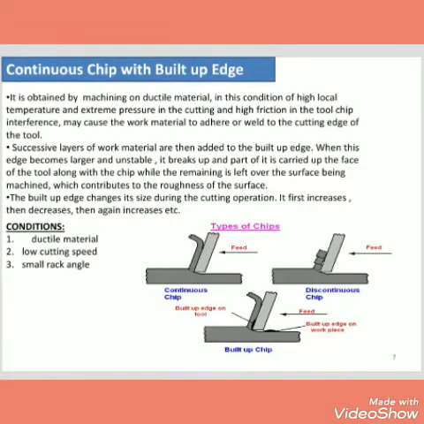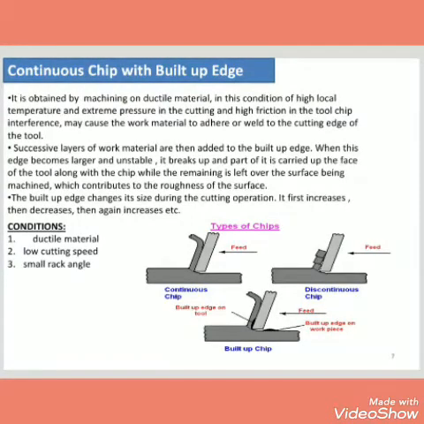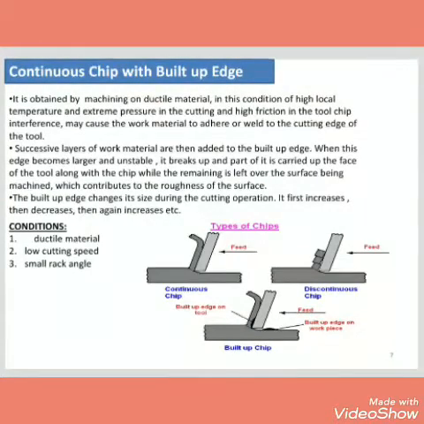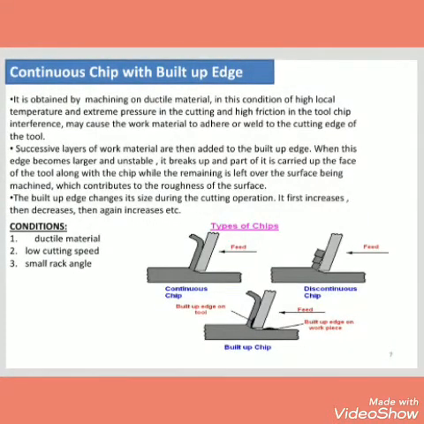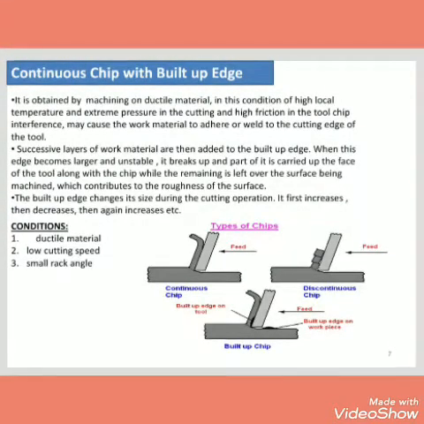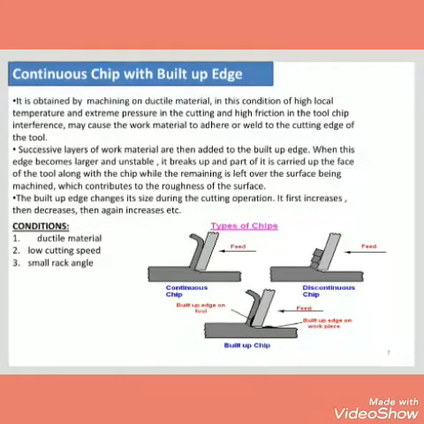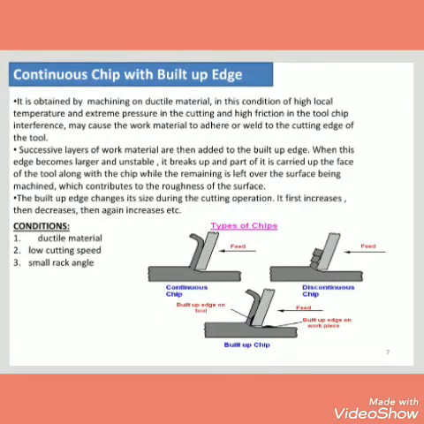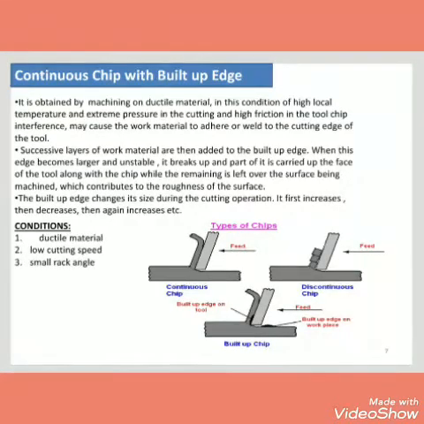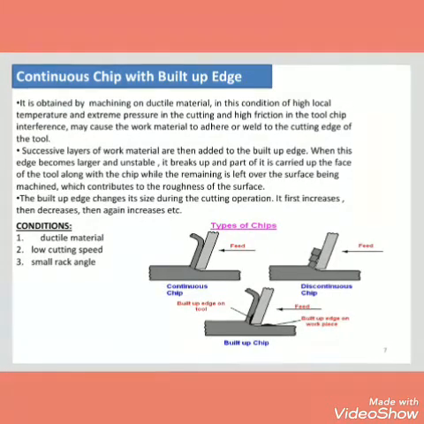Next is the continuous chip with built-up edge. It is obtained by machining ductile material. Under conditions of high local temperature and extreme pressure in cutting, and high friction at the tool-chip interface, the work material may adhere or weld to the cutting edge of the tool. The built-up edge changes during the cutting operation: it first increases, then decreases, then again increases. The conditions are ductile material, low cutting speed and small rake angle. Successive layers of work material are then added to the built-up edge.